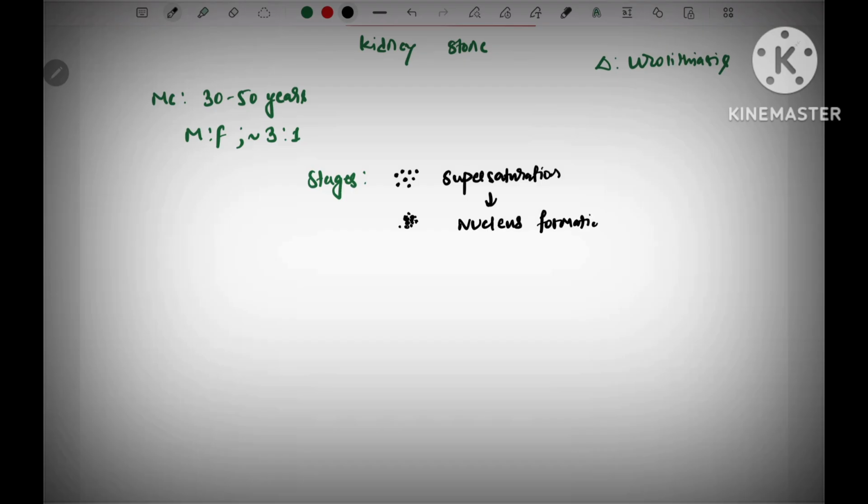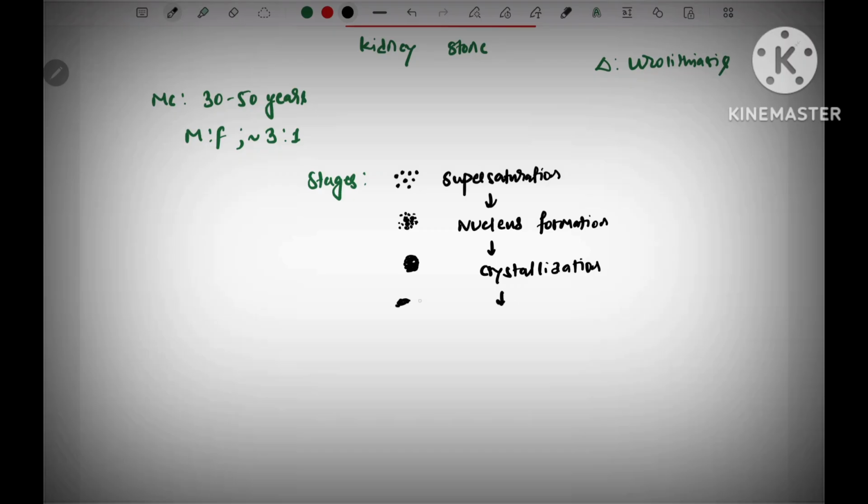Like in chemistry, where we have learned about nucleus, proton, electron, in a similar way the nucleus formation occurs, and it acts as a nidus for the formation of stone. After nucleus formation, these particles accumulate and form a crystal. So the third step is crystallization.